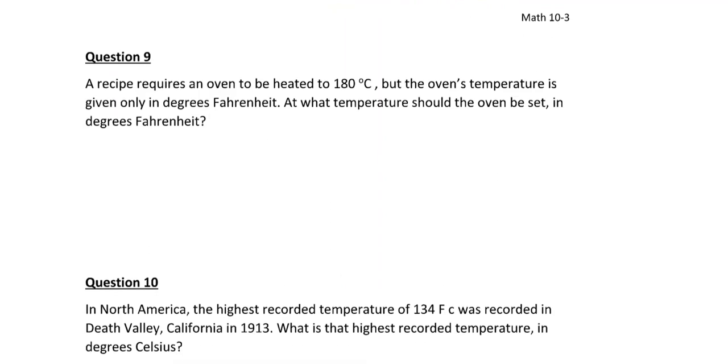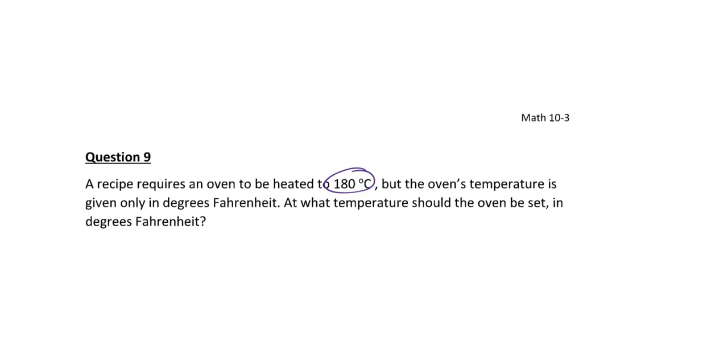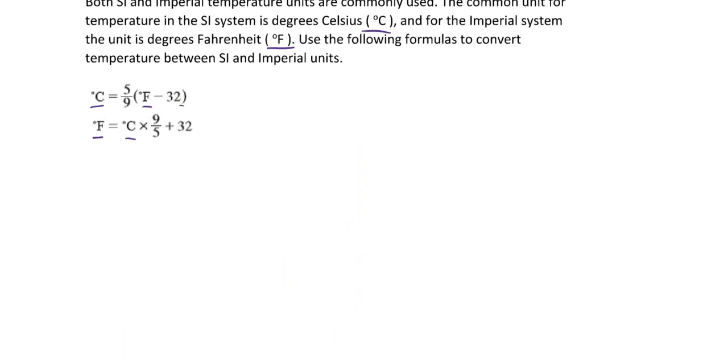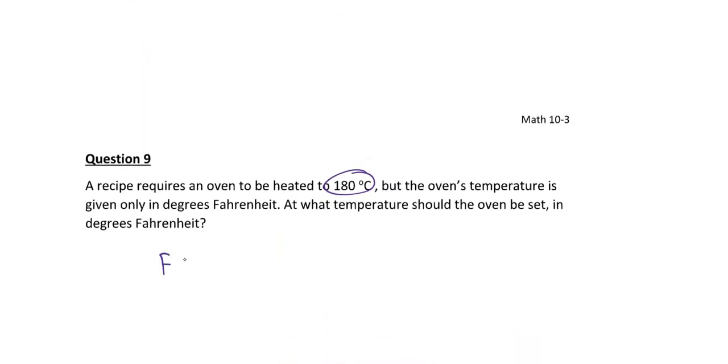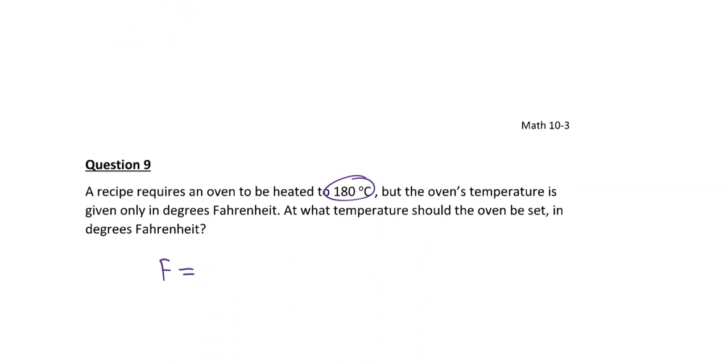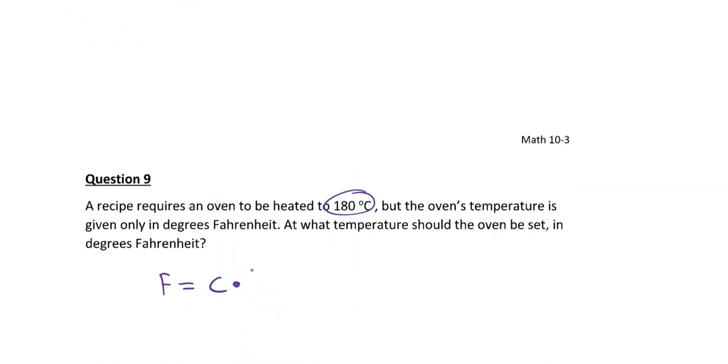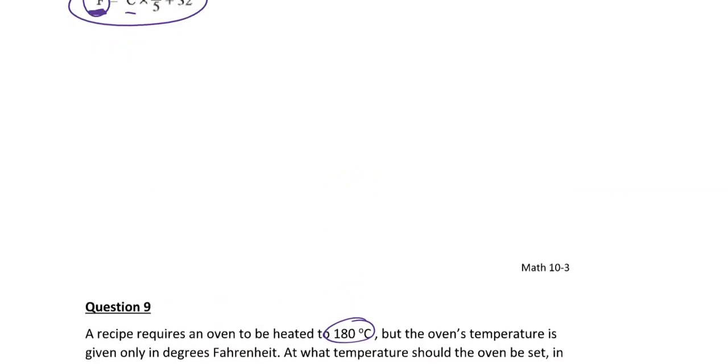So this question says a recipe requires an oven to be heated to 180 degrees Celsius, but the oven's temperature is given only in degrees Fahrenheit. At what temperature should the oven be set in degrees Fahrenheit? Well, let's see. For degrees Fahrenheit, I'm going to use this formula because this is the one we want for figuring out degrees Fahrenheit, that front one. So I'm going to write that again. We're going to say F is equal to C times 9 over 5 plus 32.